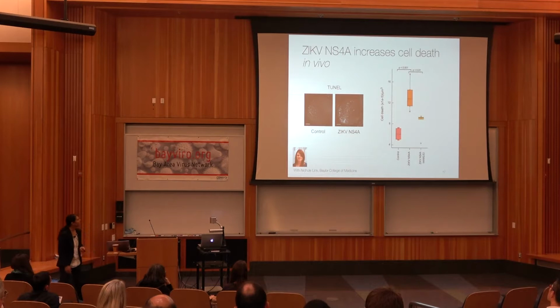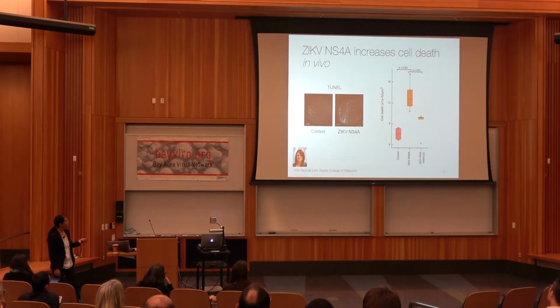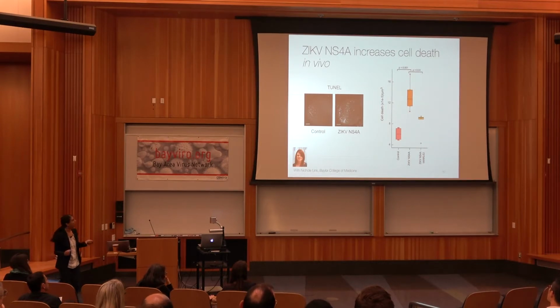What Nicole performed is a TUNEL assay to quantify cell death, and here she's looking at cell death normalized to the brain volume, since the brain volume is different in flies. For the control, she saw a minimal amount of cell death that was significantly increased when the flies expressed Zika NS4A, and that cell death could be rescued by expression of human ANKL2.